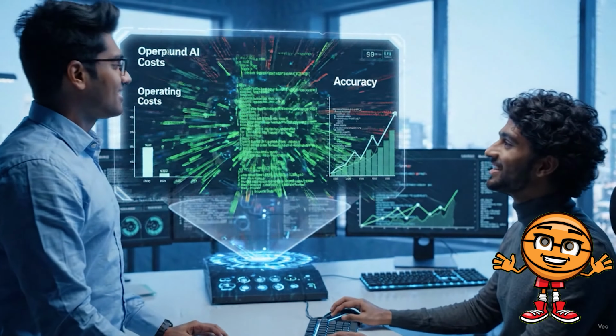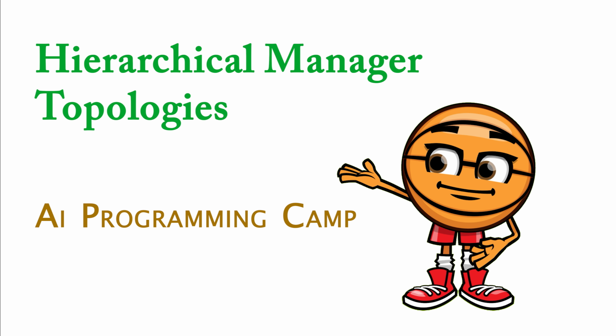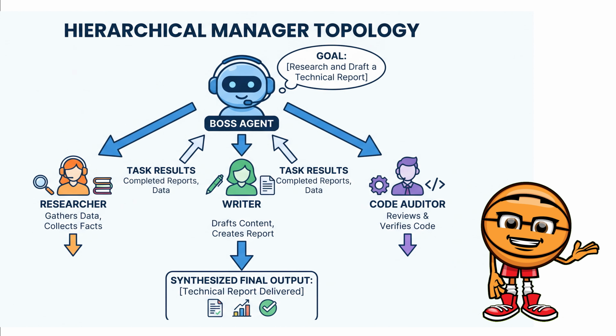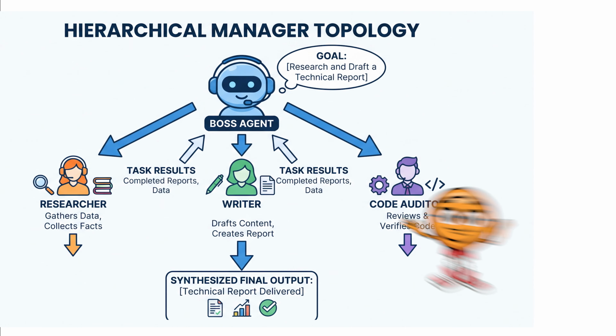71%. When tasks get too big for a single agent, we scale horizontally into multi-agent systems. Instead of one giant bot, you hire a team of specialized digital workers. Hierarchical manager topologies. A boss agent receives the goal, breaks it into subtasks, assigns them to specialized worker agents like a researcher, writer, or code auditor, and synthesizes the final output.